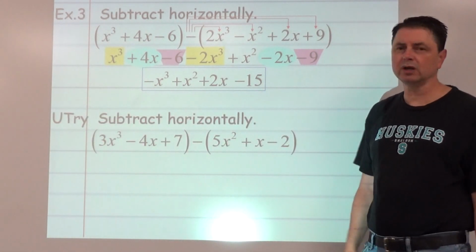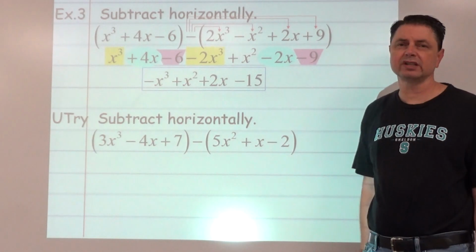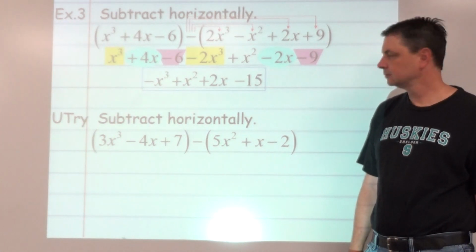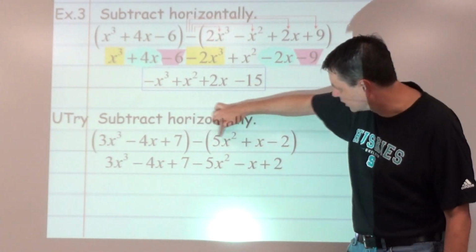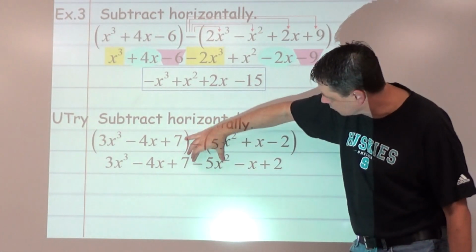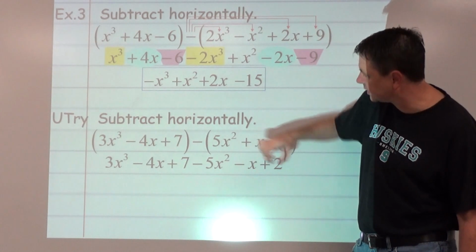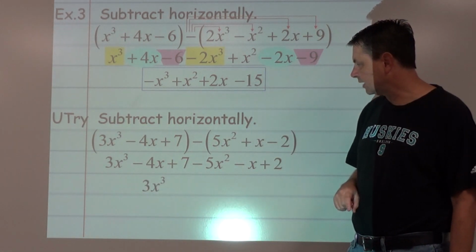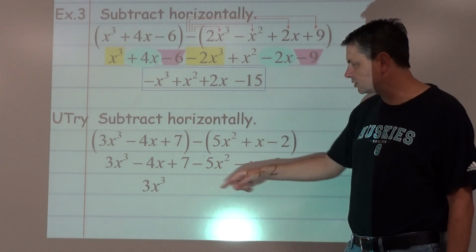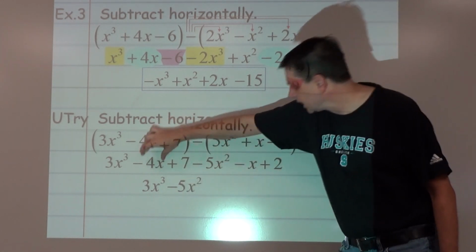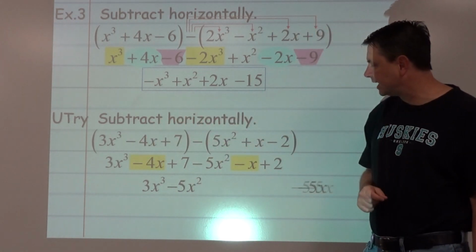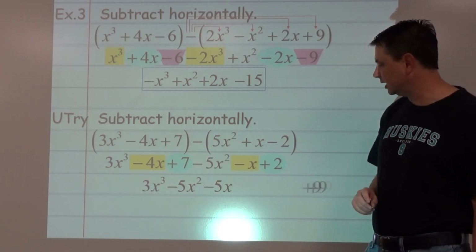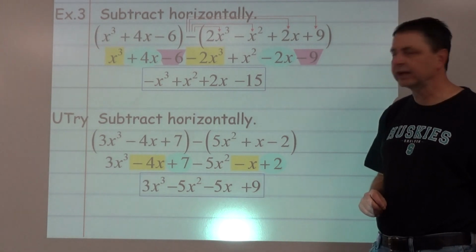All right, you try this one, pause the video here, work it through till you got your answer. Okay, let's distribute the minus. So opposite, opposite, opposite. Now we can combine like terms. Don't have one of those. X squared, so we only have one of those. Combine our x's to make negative 5x. Combine our constants to make positive 9. Final answer.